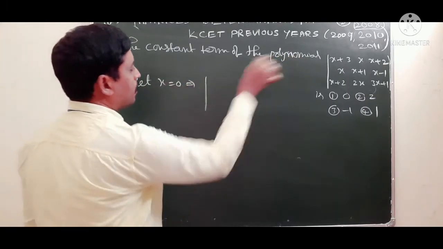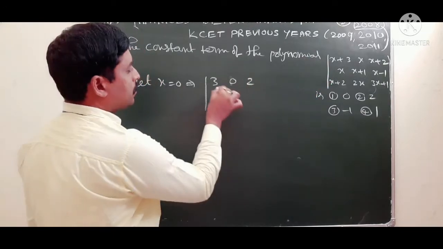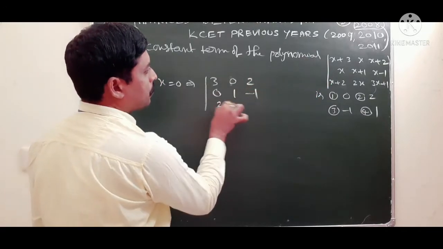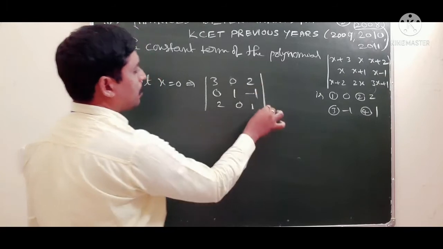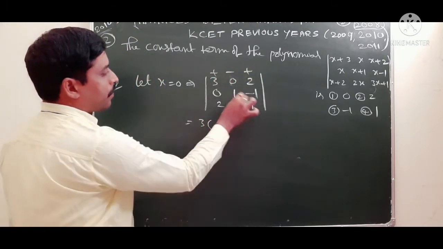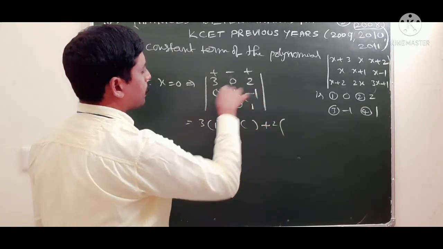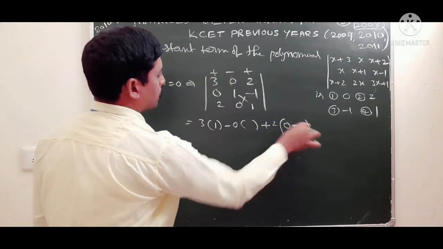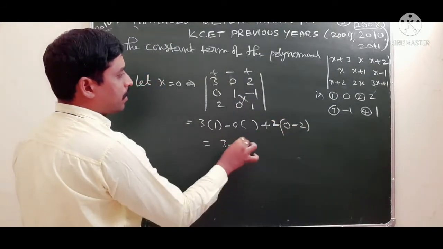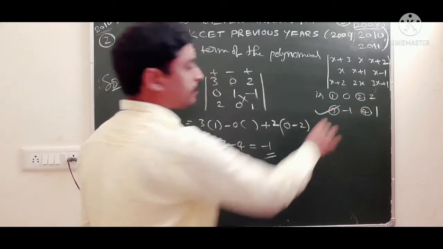So we substitute 0 into the expression. This will be plus minus plus: 3 into 1, 0 into anything is 0, plus 2 times 0 minus 2. So this will be 3 minus 4, which is equal to -1. Option 3 is correct.